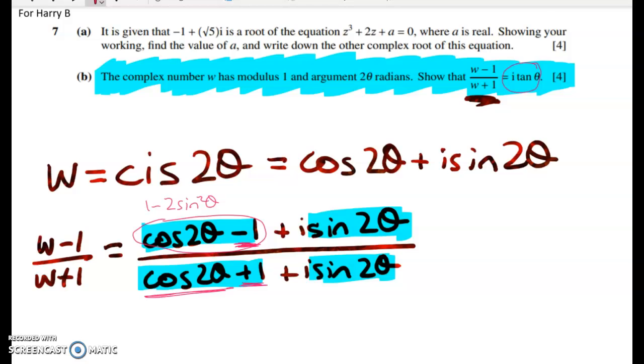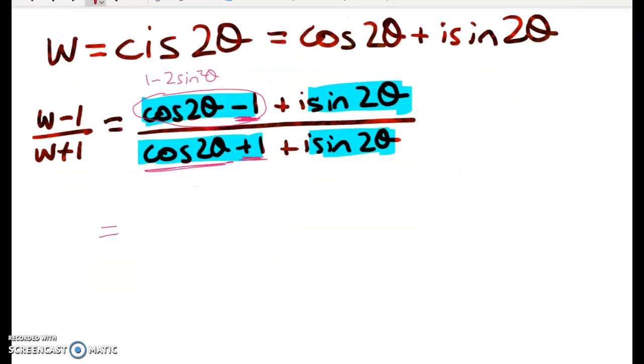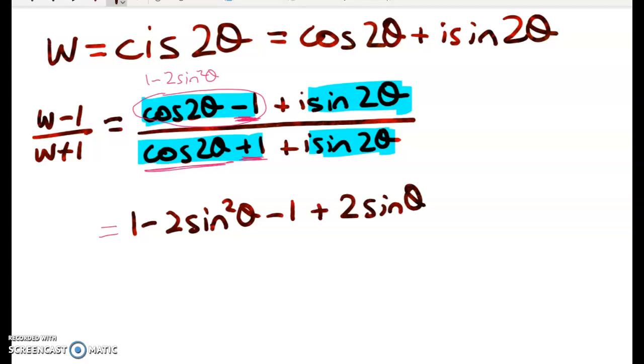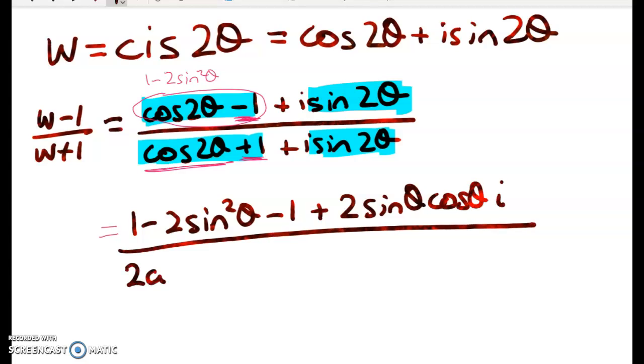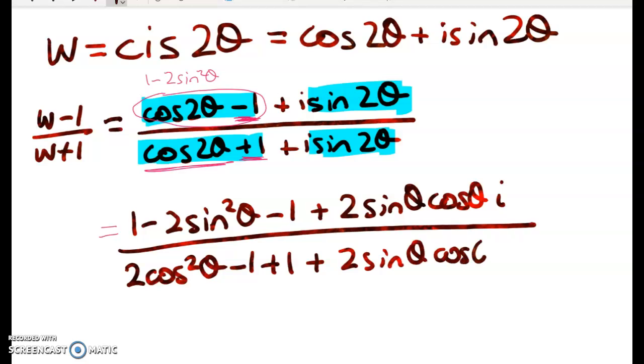And so you look at this and you think, oh yeah, this is going to be quite easy. And it sort of is if you have done lots of work with proofs. So in the numerator, I'm going to go really slowly because it's a show that question. So 1 minus 2 sine squared theta, take away 1, plus 2 sine theta cos theta times i. And in the denominator, I'm going to get 2 cos squared theta, take away 1, plus 1, plus 2 sine theta cos theta i.